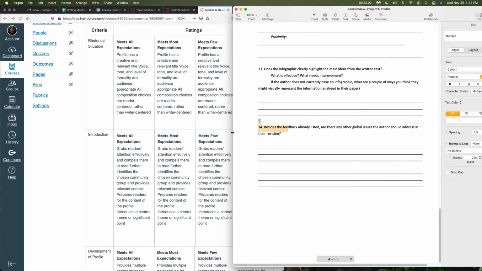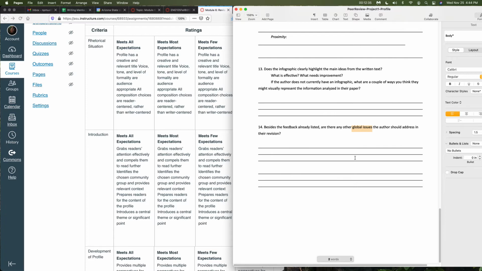Anything else? Global issues is composition speak for stuff like organization, providing primary and secondary source evidence, following the conventions of a profile, right? Profile is a genre. It's not a first-person narrative. It's not a 5-paragraph essay. It's got its own conventions, like it's about the group or the organization. It's not about the person who's writing about the group.